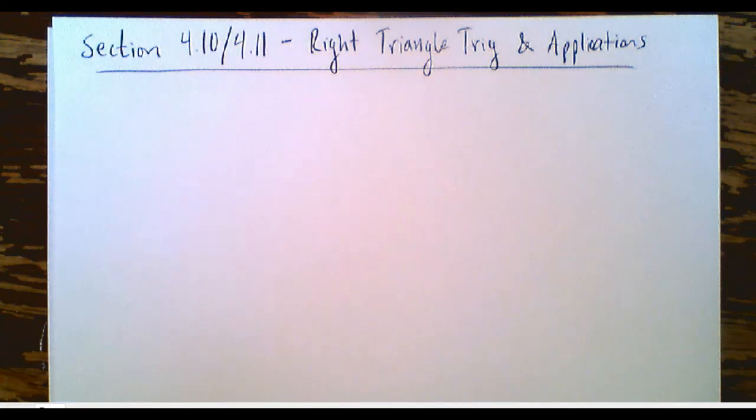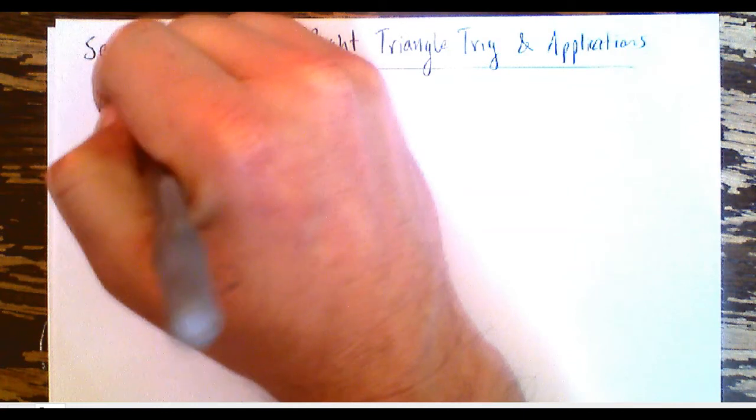Alright, so today we're going to talk about section 4.10 and 4.11. That is right triangle trigonometry and its applications. Alright, so we've seen the definition for the trigonometric functions for a right triangle, so let's just recall the trig ratios.